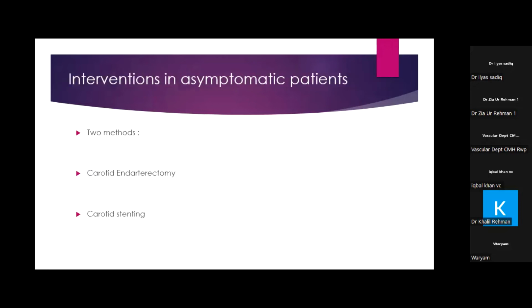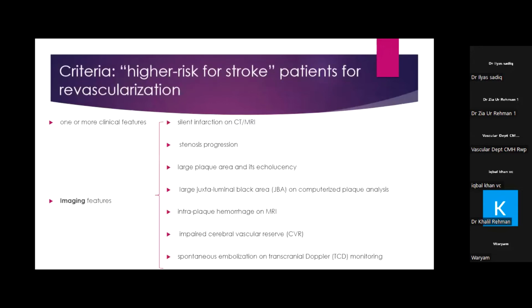Interventions in asymptomatic patients consist of two methods: carotid endarterectomy and carotid stenting, sorry.